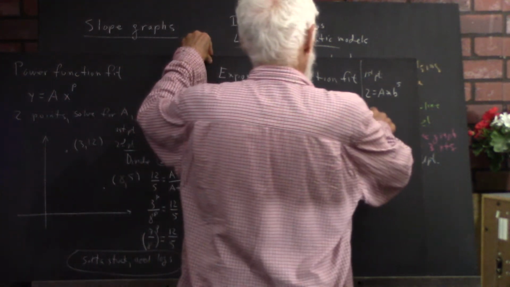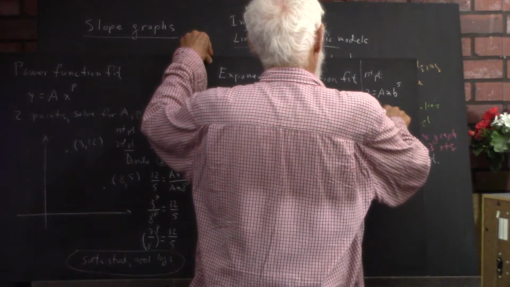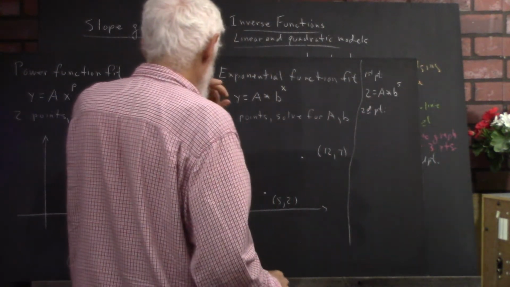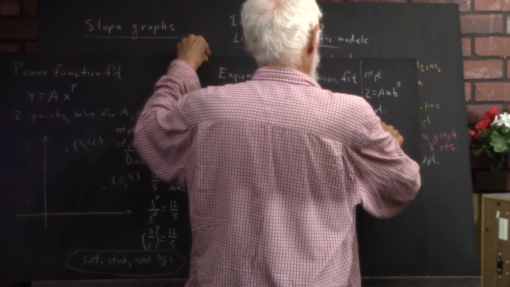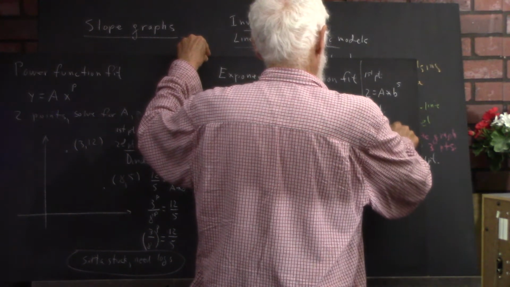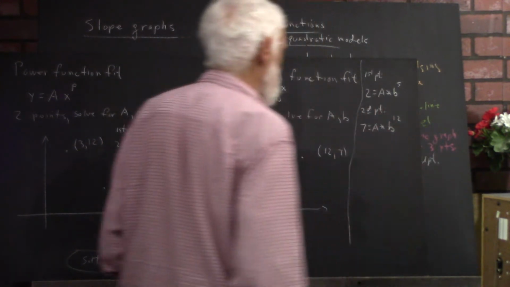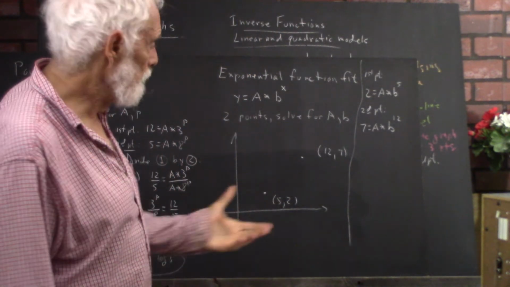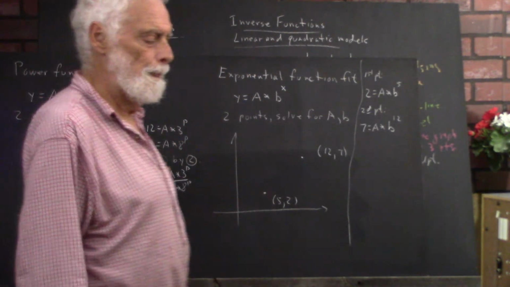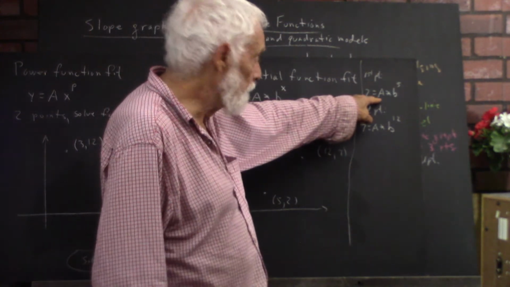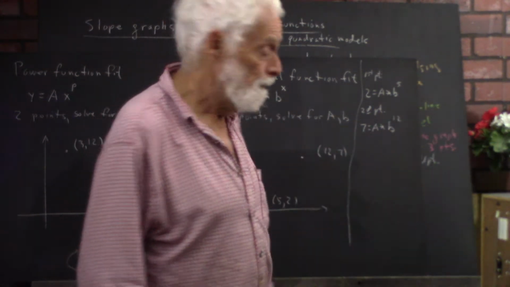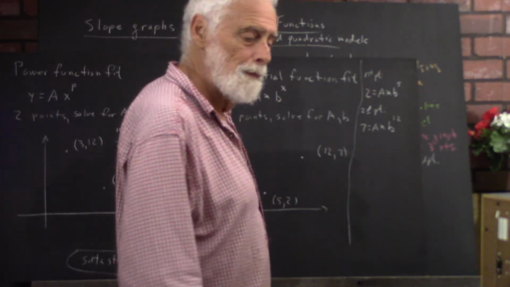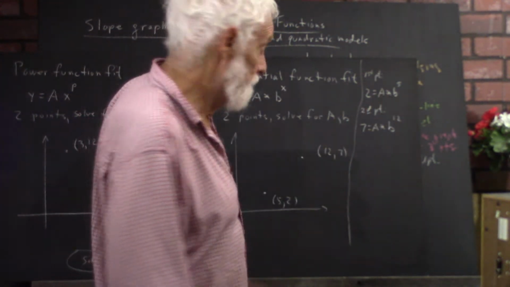The second point is easy enough. y is 7, so you're going to get 7 equals A times b to the 12th. Then what are you going to do? Again, you can choose to solve this for A and plug the expression in here, and you're going to get a solution. A little more direct, I'm just going to divide the equations.